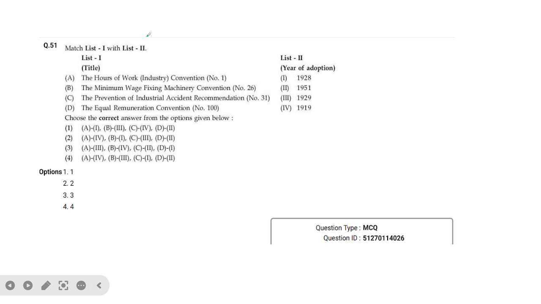Please see the question and answer it. The Hours of Work Industry Convention number 1, the Minimum Wage Fixing Machinery Convention number 26, the Prevention of Industrial Accident Recommendation number 31, the Equal Remuneration Convention number 100.